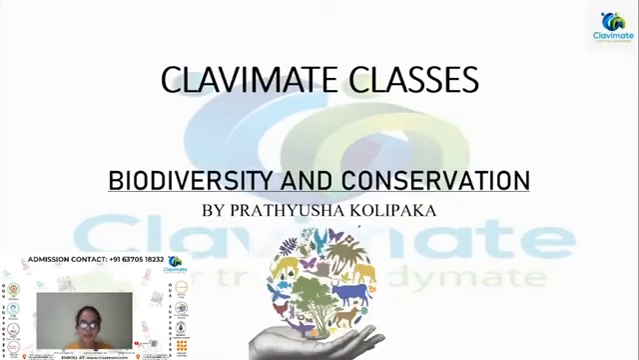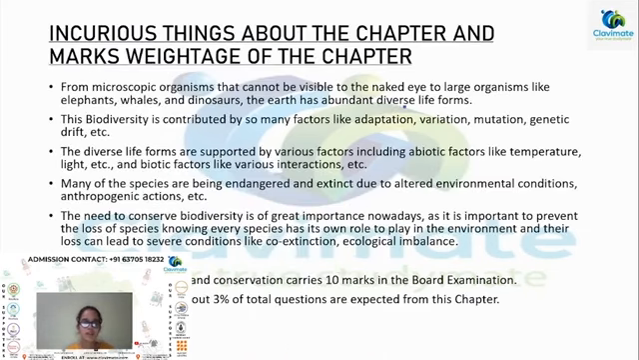Today our topic is biodiversity and its conservation. So the curious thing about the chapter is that, from microorganisms that cannot be visible to the naked eye to large organisms like elephants, whales, dinosaurs, etc., the earth consists of abundant, diverse life forms.